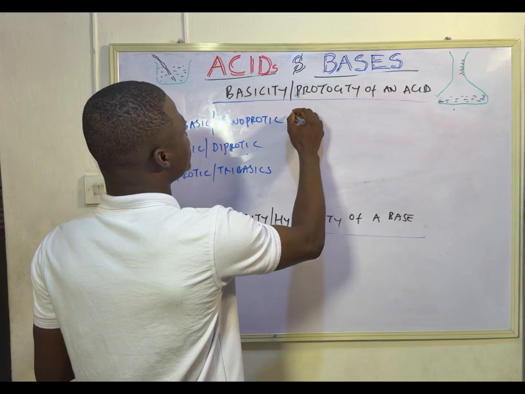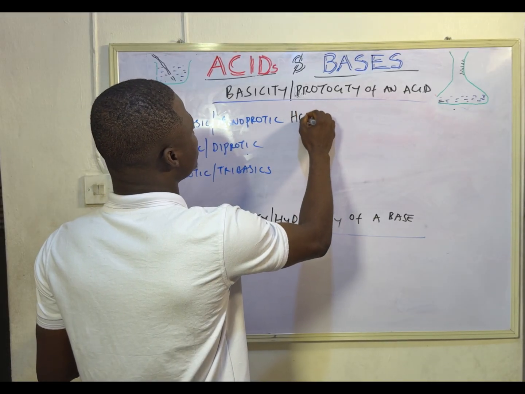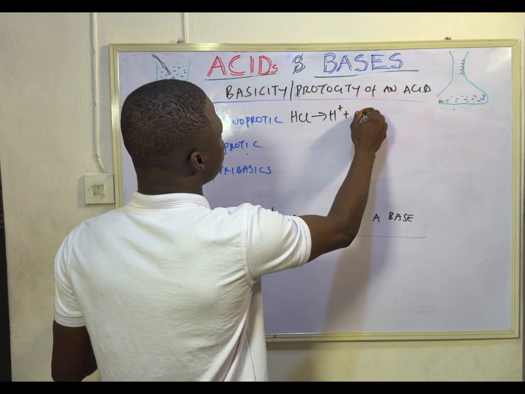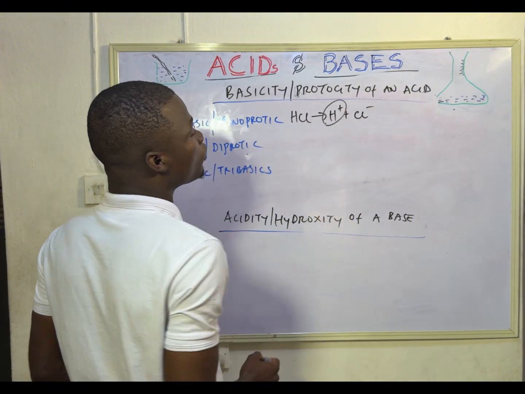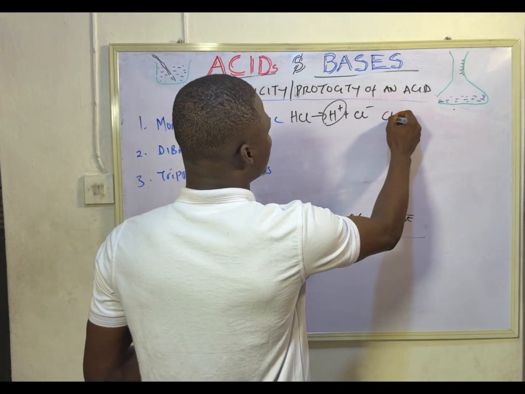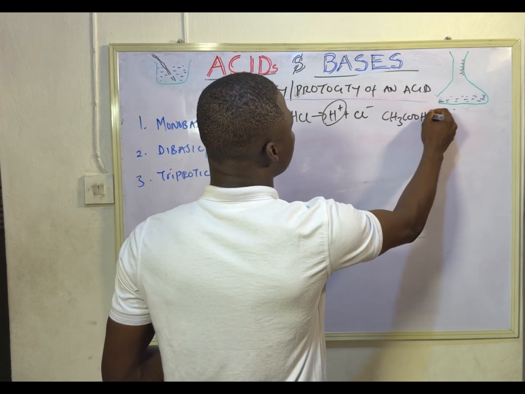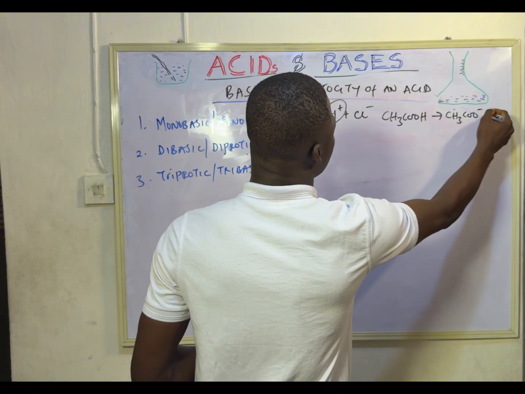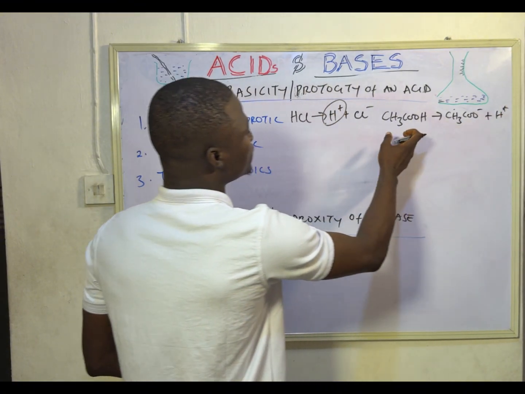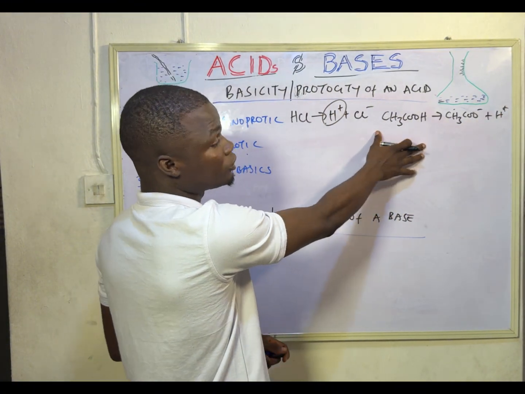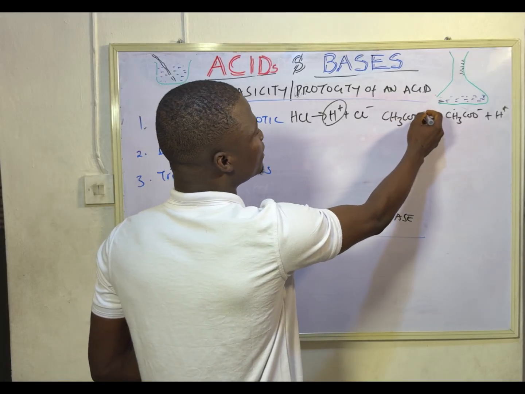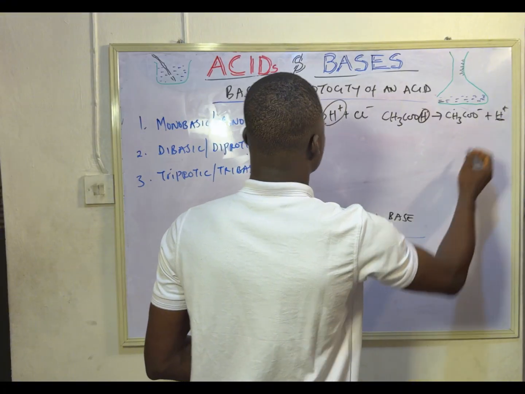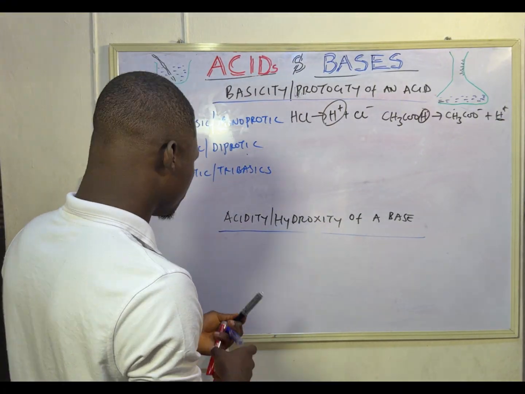So a good example is HCl. HCl will dissociate to give us H plus and Cl minus. So it's releasing only one hydrogen ion. Another example is ethanoic acid. It dissociates to give us CH3COO minus plus H plus. So if you look at it, that's about 4 hydrogen ions, 3 here, 1 here. But it's only giving out one in aqueous solution. So that's why it is monobasic.